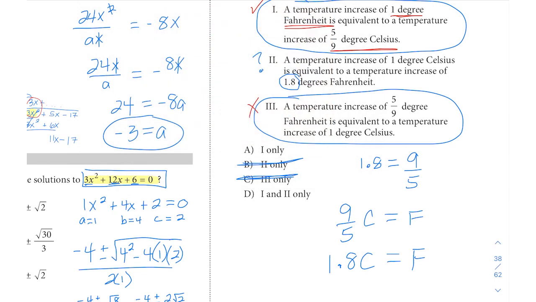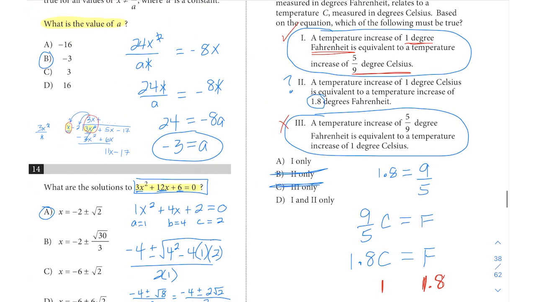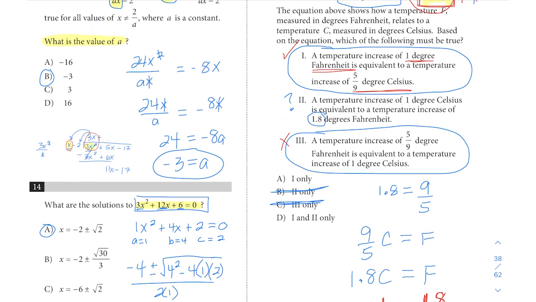And here, using the same logic that we used before, we could say a change in Celsius of 1 degree is going to correspond to a change in Fahrenheit of 1.8 degrees when we multiply it by that coefficient. So if you plugged in a 1 for C, you'd get 1.8 for F. Now let's see how that relates to Roman numeral 2. 1 degree Celsius is going to correspond to a change of 1.8 Fahrenheit. Does that match what we see here in this relationship? It sure does. And our correct answer is going to be answer choice D, Roman numerals 1 and 2.